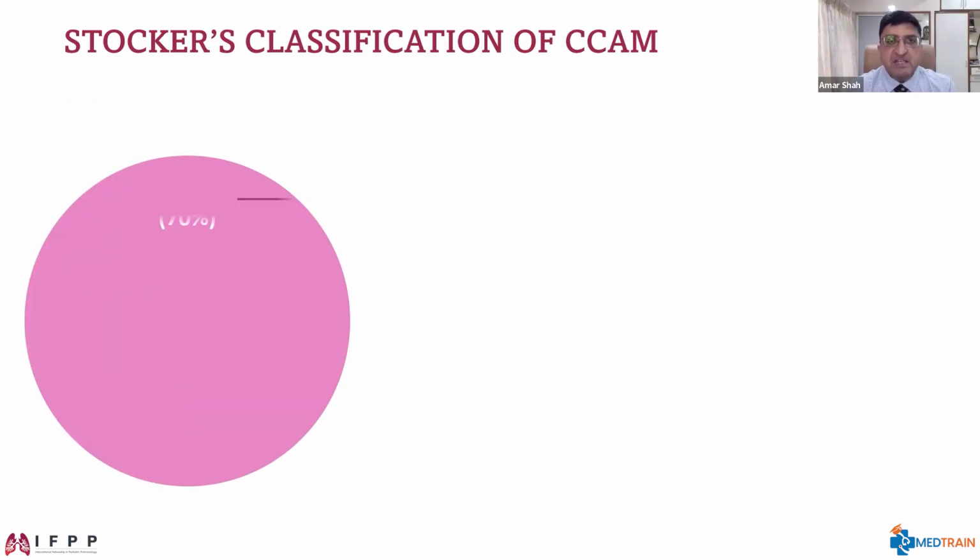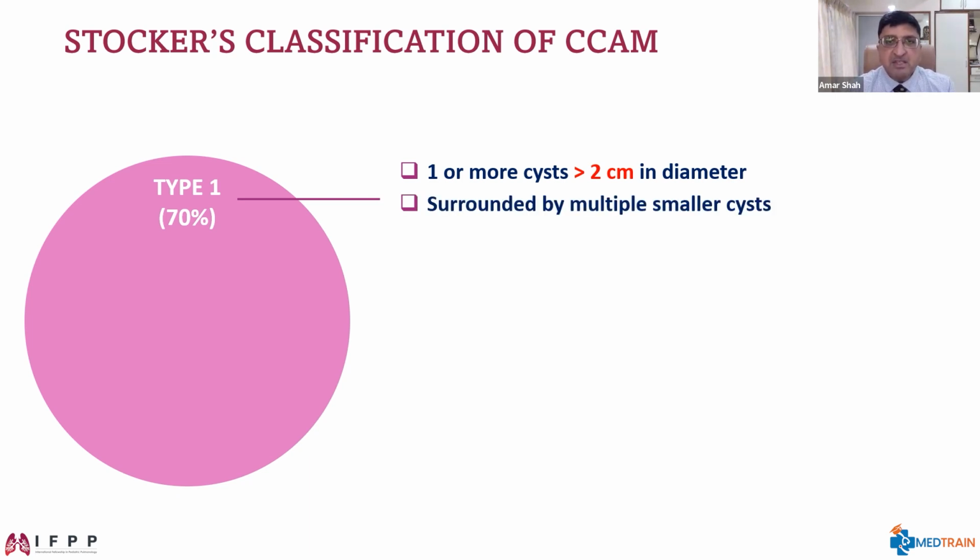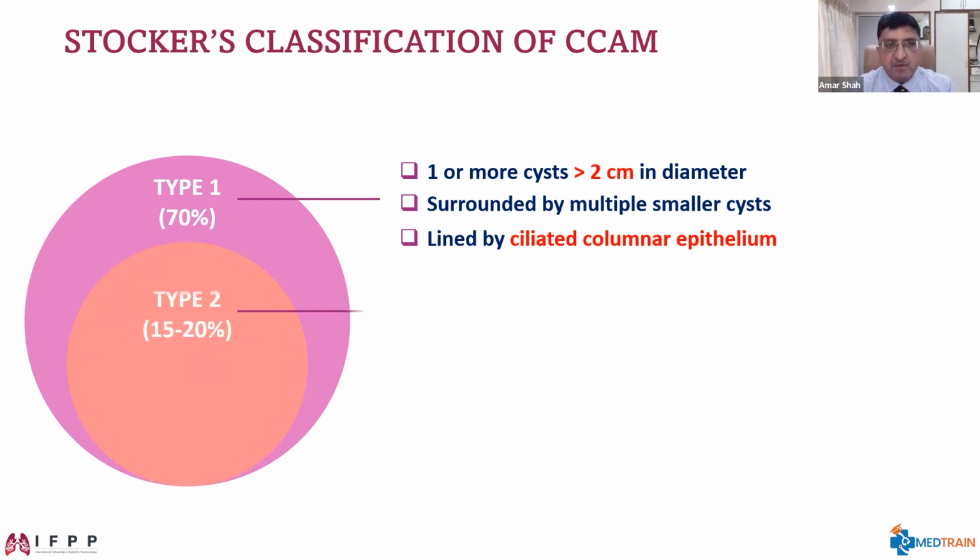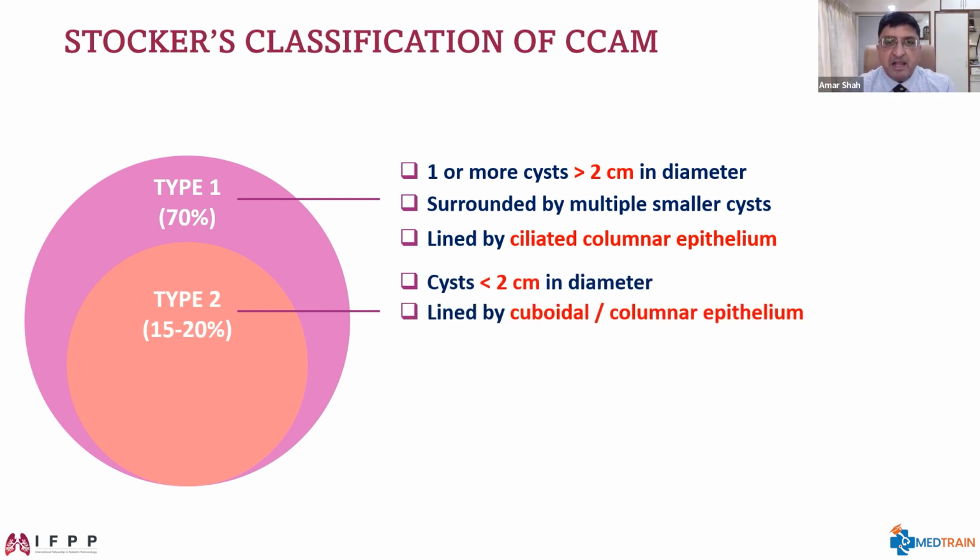Now, CCAM can be classified into three types. Type 1, which is the most frequent, 70%, wherein one or more cysts are more than 2 cm in diameter. It is surrounded by multiple smaller cysts, and it is lined by ciliated columnar epithelium. This is called the macrocystic variety of CCAM. The second type, which is seen in 15 to 20% of the cases, is where the cysts are less than 2 cm in diameter. They are lined by cuboidal or columnar epithelium, and in this type, associated renal and cardiac malformations may also be seen.